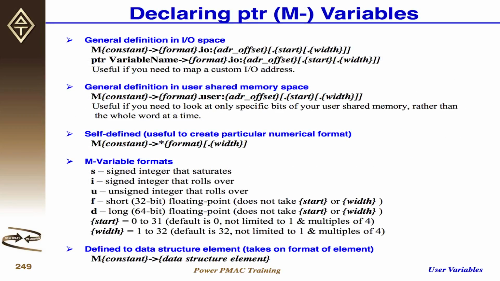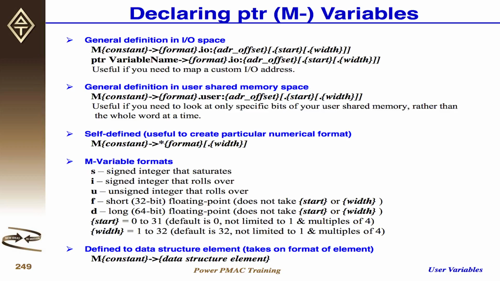So in order to declare pointer variables, because they're not really normal variables like the P, L, and Q are, you would do some definition like one of these two lines here, where you'll have either M and then the M variable number, then you'll have dash greater than, so points to in this case, and then here we're doing format.io colon address offset, possibly .start, possibly .width. That makes a lot more sense with an example, so we'll get to that on the next page and show you what you actually fill in those with.